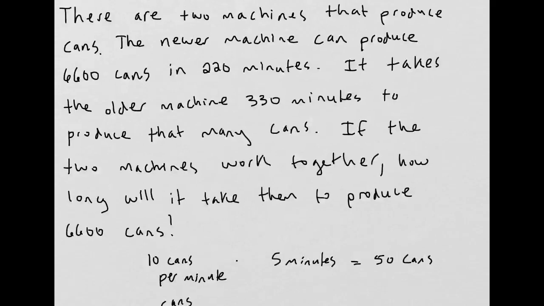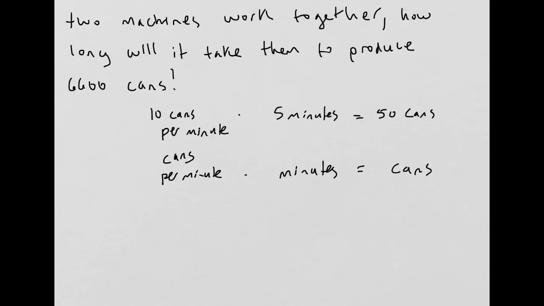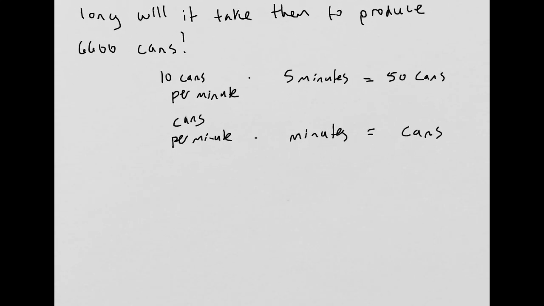You'll also notice that in this problem they reference two machines. So I'm going to label down the side our machines. We've got the newer machine and we've got the older machine. And then I'm also going to put a third row for combined.